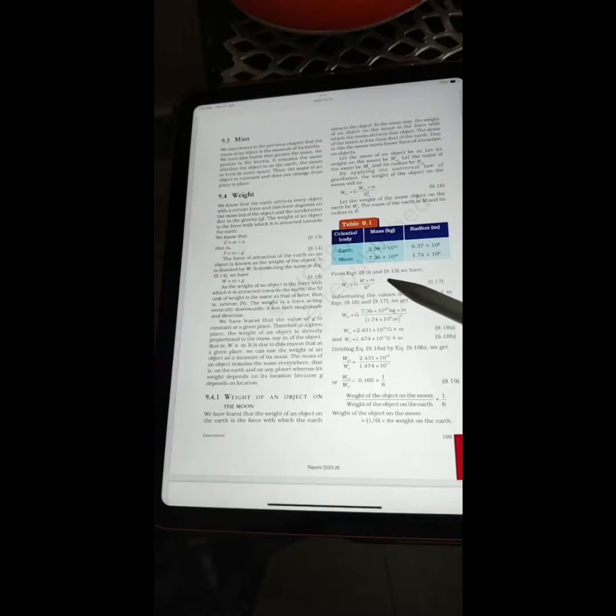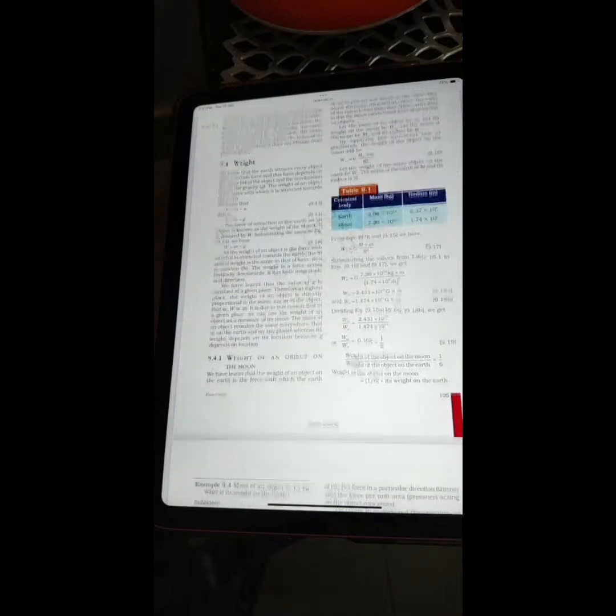From equations 9.9 and 9.15, we have W = G M m / R². Substituting the values, you will get the value as We = 1.4 x 10^11 G m. Dividing both the equations, we get Wm / We = 0.165, that is equal to 1/6. That is, the weight of the object on the moon to the weight of the object on the earth is 1/6. So the same is written here: the weight of the object on the moon is equal to 1/6 the weight on the earth.